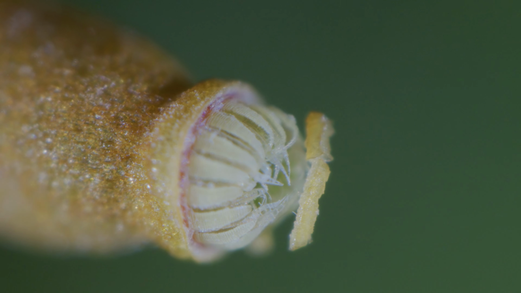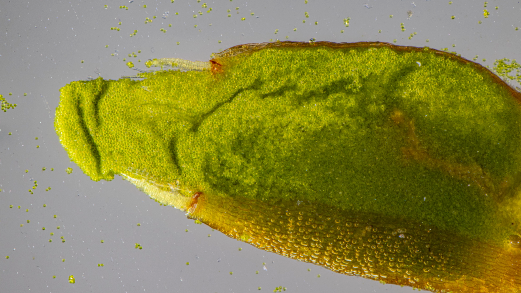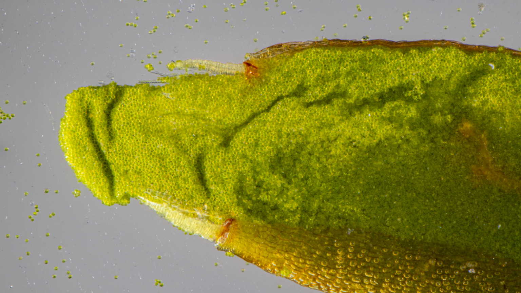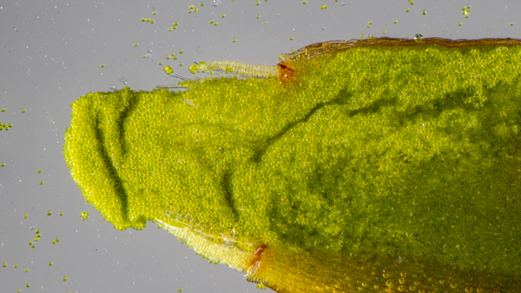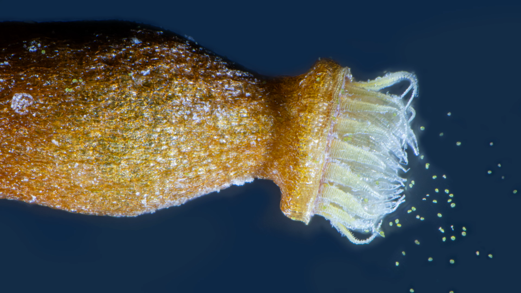Movement of the peristome teeth is a response to changing humidity. The effect is to release the spores when dry, which aids dispersal. The spores are tightly packed in the mature capsule, seen here in section. Eventually, the spores are released.